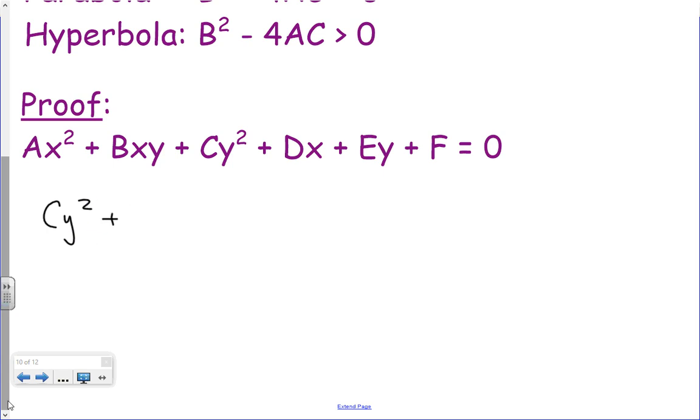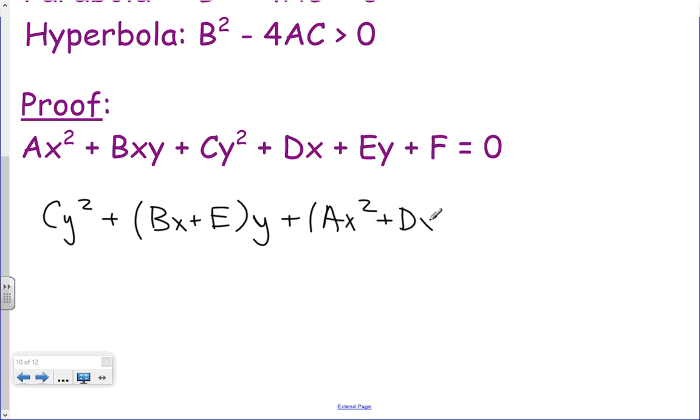And then let's take our two y terms. There's a bxy and an ey. So I'm going to go ahead and factor out the y there. So it's bx plus e times y. And then add that to everything else that doesn't have a y in it. So there's an ax squared, there's a dx, and then there's an f. That's equal to 0. So just reassociating some terms and doing a little bit of factoring to get this quadratic form. This is a quadratic equation in terms of y.